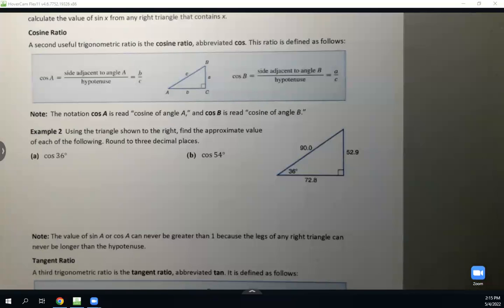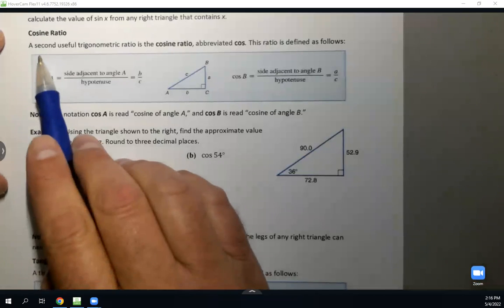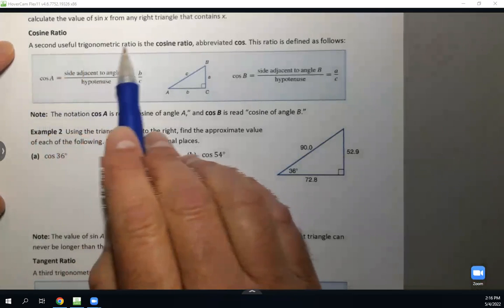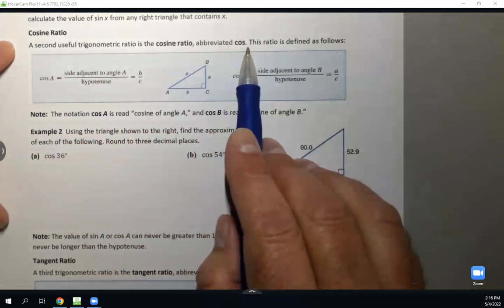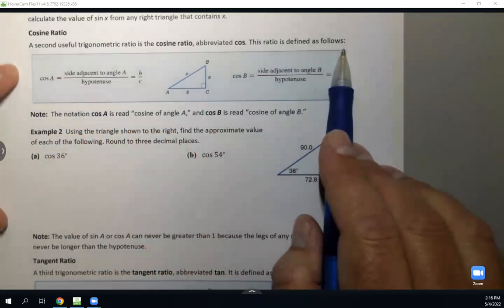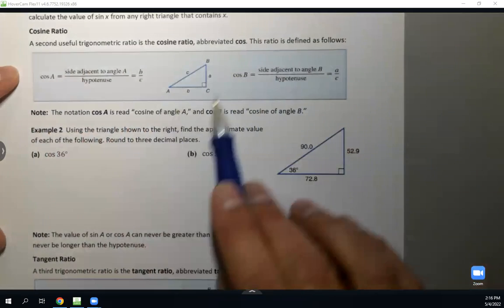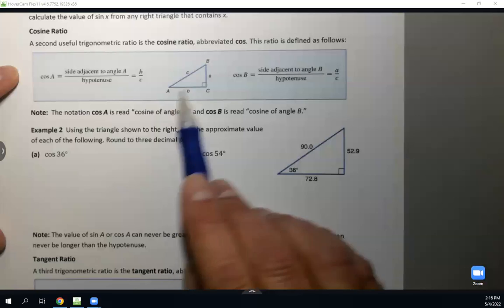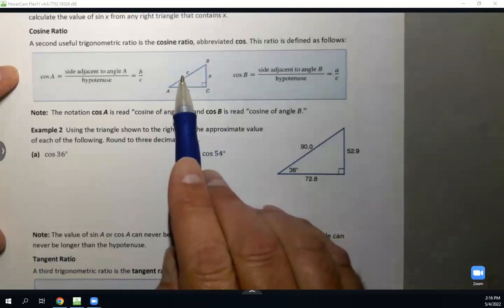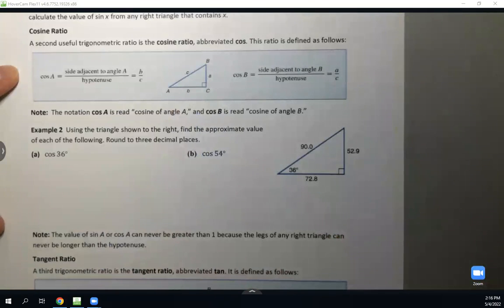Okay. Cosine. The cosine ratio works just like the sine ratio, except it's defined as the side adjacent over the hypotenuse. So a second useful trigonometric ratio is the cosine ratio, abbreviated COS. This ratio is defined as follows. So again, I've got my right triangle with angles A, B, and C. C is the right angle, and side a and side b, and the hypotenuse is side c.